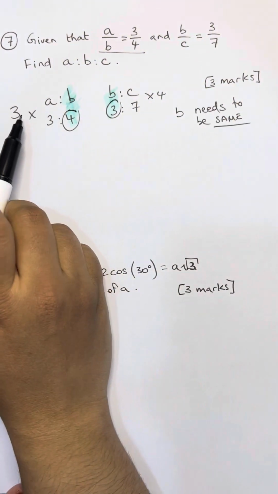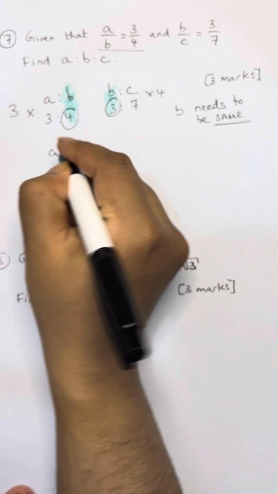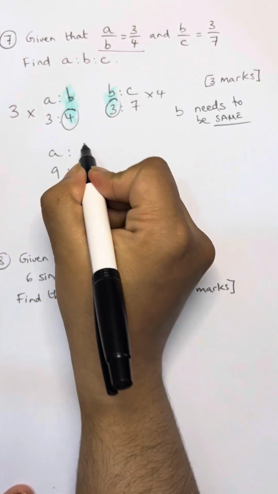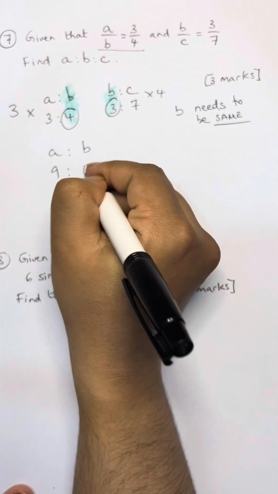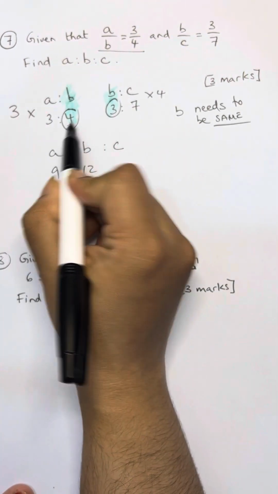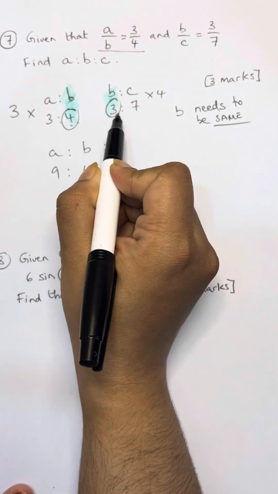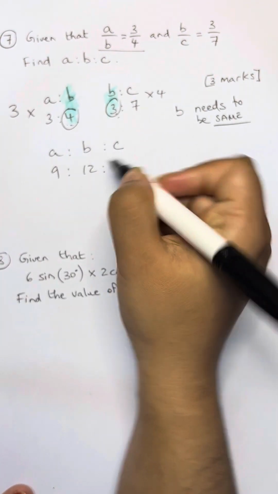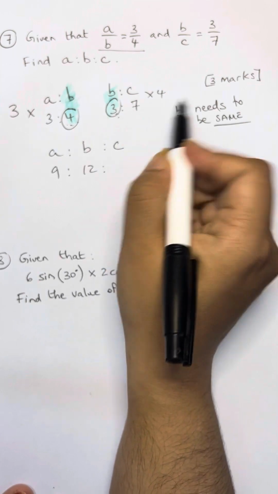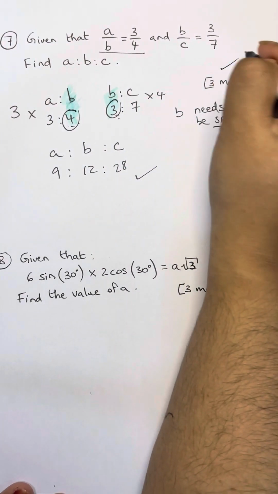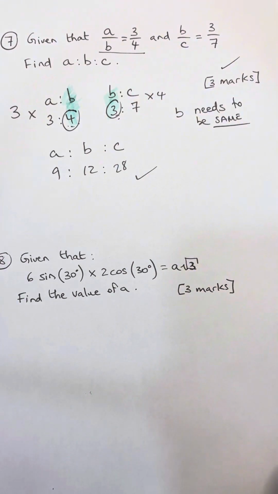So the new ratio of A is going to be 3 times 3, that's 9. The new ratio of B is going to be 12. Do you see? Because I've got the same B, now I can just combine them all together. And for C, 7 times 4, that's 28. And that's my final answer, and that will give you 3 full marks. A very easy 3 full marks.